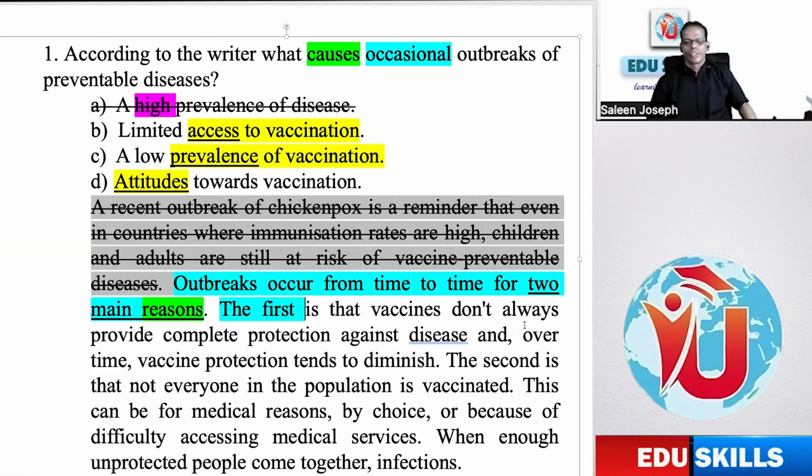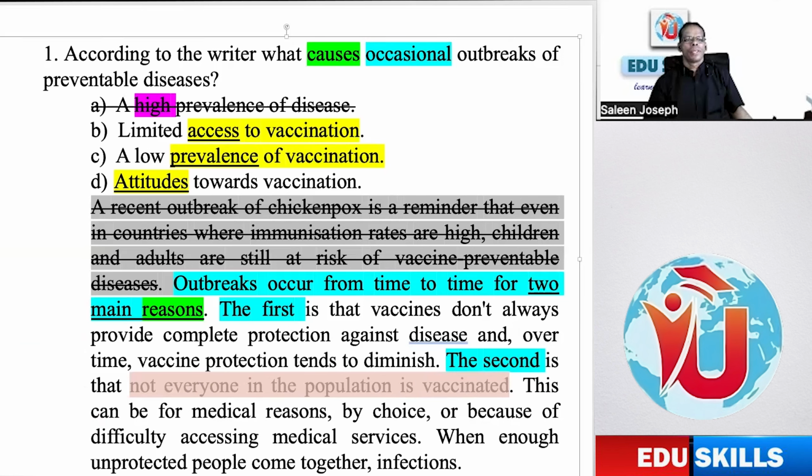Chronological is that vaccines don't always provide complete protection against disease, and over time vaccine protection tends to diminish. The second, if you remember, I have taught you the paragraph structure. When there are reasons or causes or evidence asked, first, second, third, one of them will be the answer. Second one, that not everyone in the population is vaccinated.